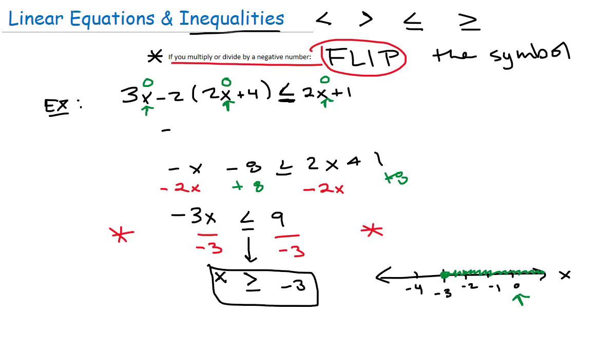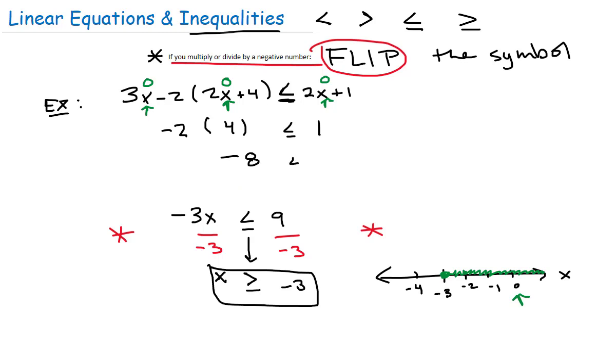So that would be minus 2. And then 0 plus 4, so that would be 4. And on this side, that would be 0 plus 1, so that would be 1. We would have -8 on the left side, and the right side is 1. -8 is, in fact, less than or equal to 1. So yeah, it's true. So any number we pick, -3 or more, would be a solution to this inequality.